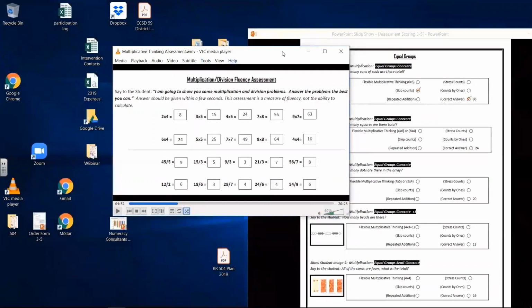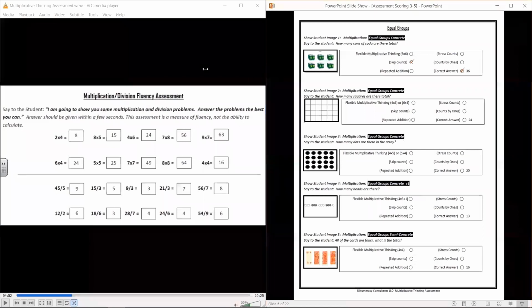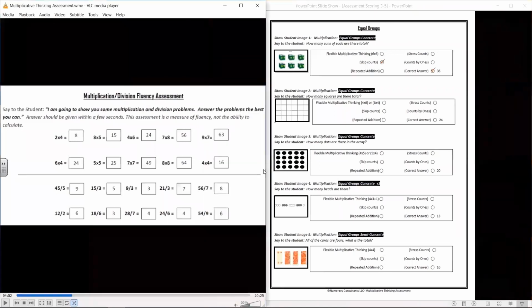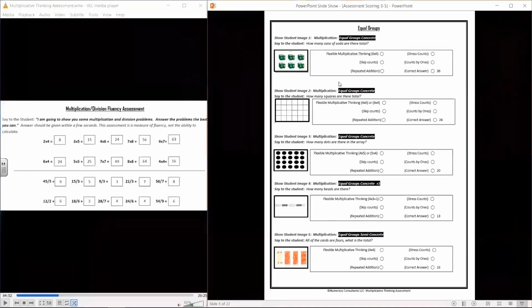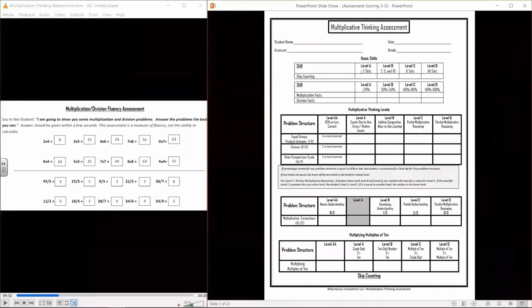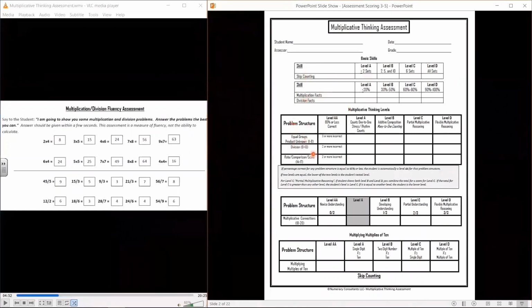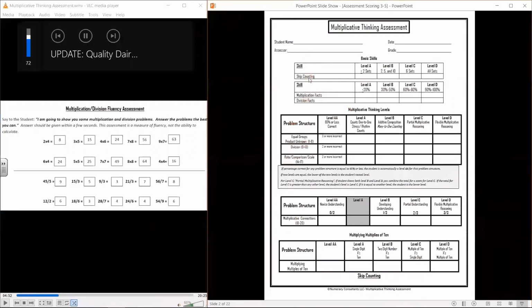Go ahead and get this set up real quick. Okay, and the way the multiplicative thinking assessment is set up is when you go to the very first sheet, it's a cover sheet. And what this is, it's a summary. As you give this assessment, you'll have a skip counting score, and then a multiplication fact score, and then we'll get into the problem structures of equal groups and division and rate and comparison and so on. So we're going to go through step by step what the assessment looks like, okay?